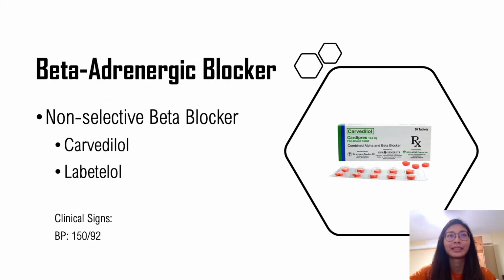So next we'll be prescribing beta-adrenergic blocker. It's a non-selective beta blocker. The examples are carvedilol and labetalol. The non-selective beta blocker binds to the beta-adrenergic receptors and thereby blocks the binding of norepinephrine and epinephrine to these receptors. This inhibits normal sympathetic effects that act through these receptors. It decreases the heart rate, force of contraction of the heart, and decreases myocardial oxygen consumption.